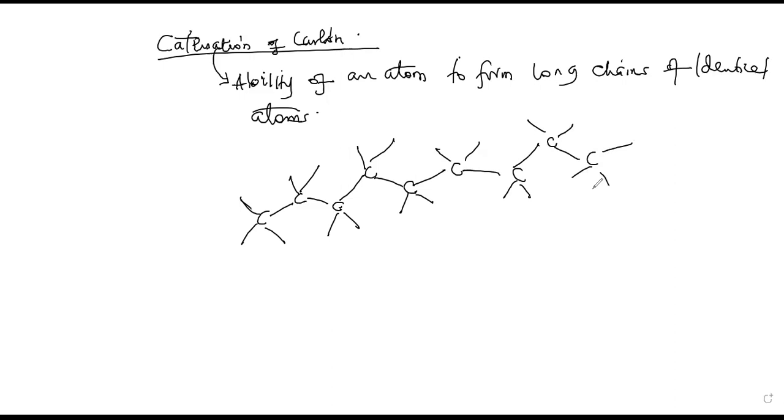The atom to undergo catenation must be able to form long chains with itself or with other atoms, but it must have a valence of at least two. And we said that carbon is able to because it has got the smallest atomic radius that enables it to form the strong and stable carbon-carbon bonds. This lesson is going to be concluded with the oxidation states for elements.